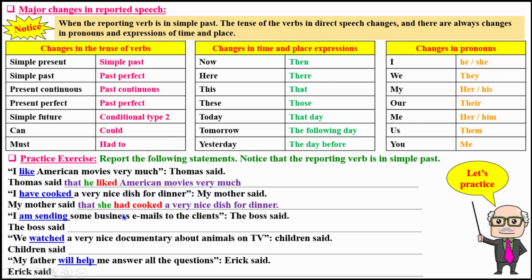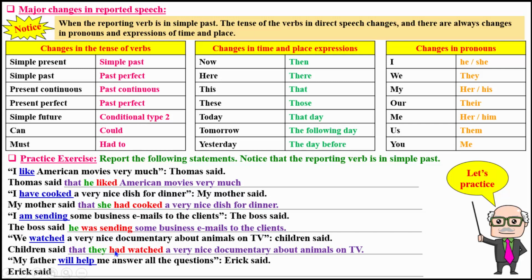"I'm sending some business emails to the clients," the boss said. The boss said that he was sending some business emails to his clients. "I am sending" is in present continuous. It changed to "was sending," which is past continuous. "We watched a very nice documentary about animals on TV," children said. Children said that they had watched a very nice documentary about animals on TV. "Watched" is in simple past and "had watched" is in past perfect.